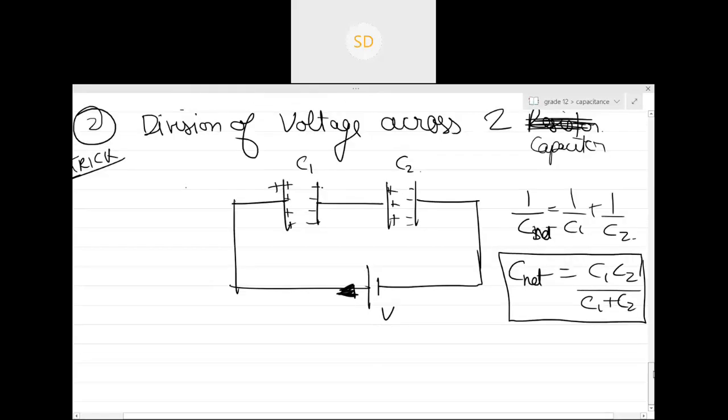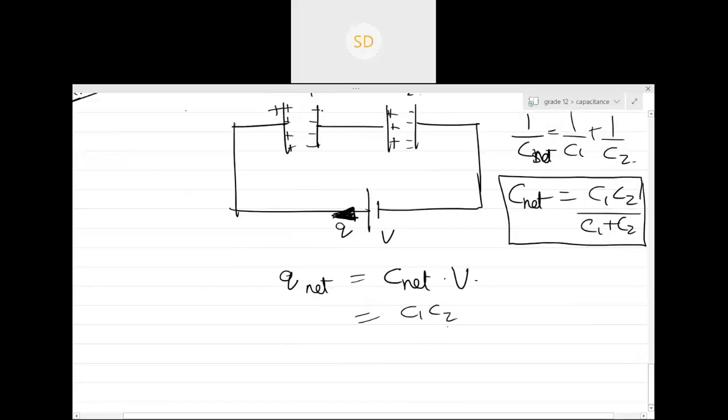Yes or no? Yes, sir. So remember this: the product upon the sum, C1 C2 upon C1 plus C2. Now can anyone tell me what will be the net charge coming out of the battery? It will be C1 C2 by C1 plus C2 into V. Will this be the net charge?